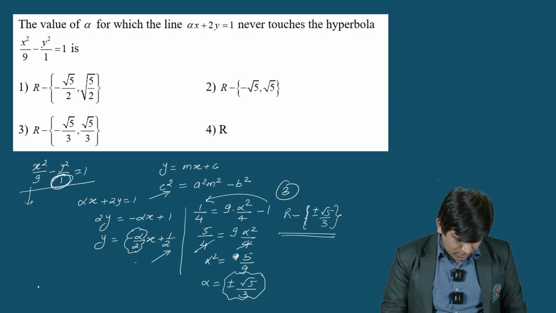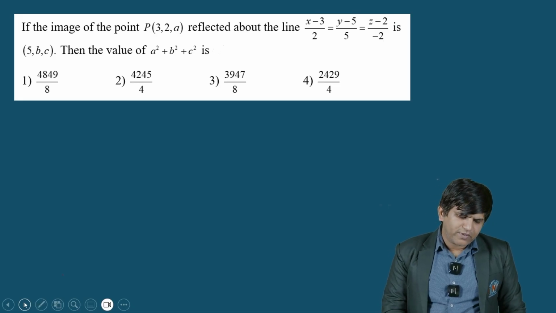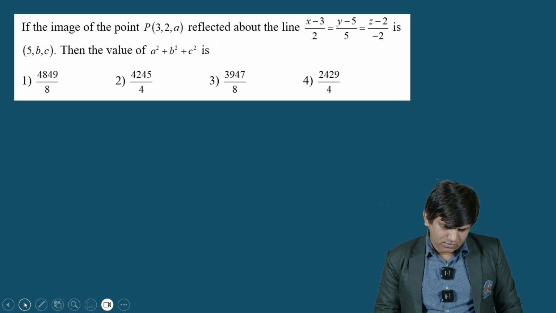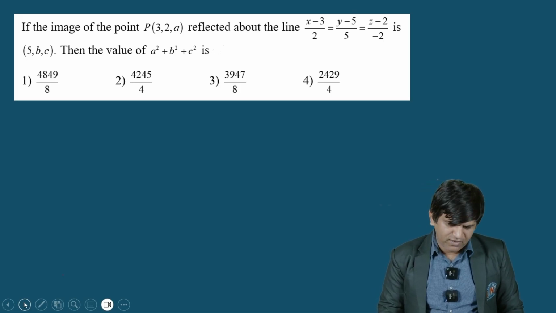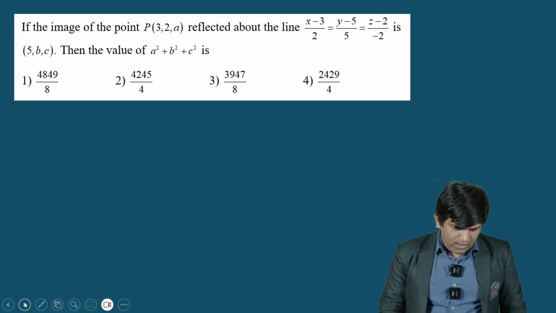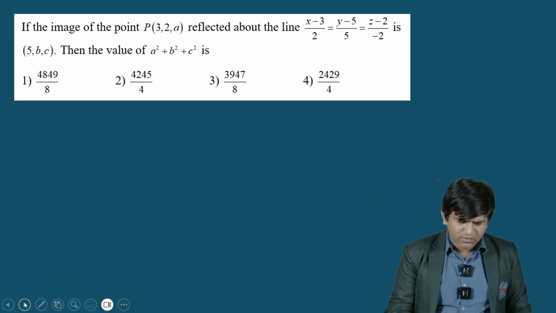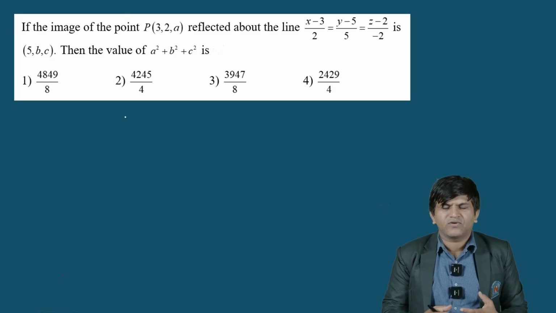The next problem we have is based on the image of a point reflected. The image of a point P is given, reflected about a line. That line is given in 3D, and the image we have is 5, B and C. The simple concept here, maybe with more calculation involved, can be used to solve this.